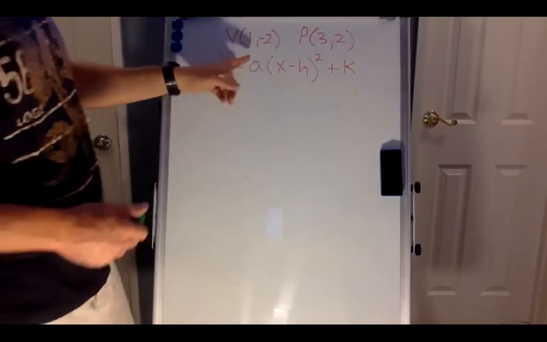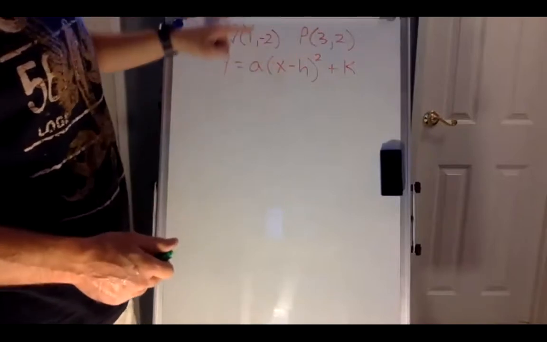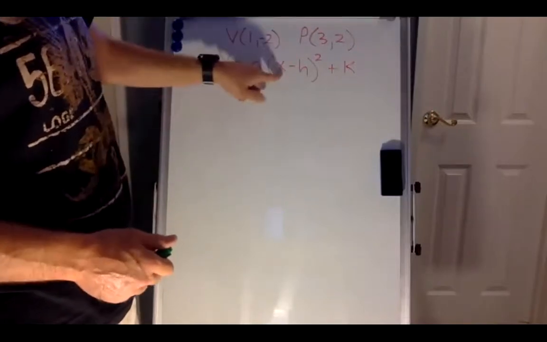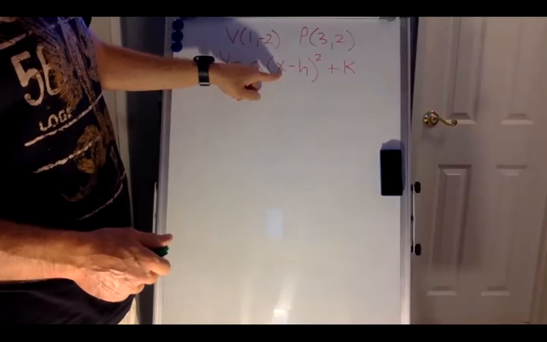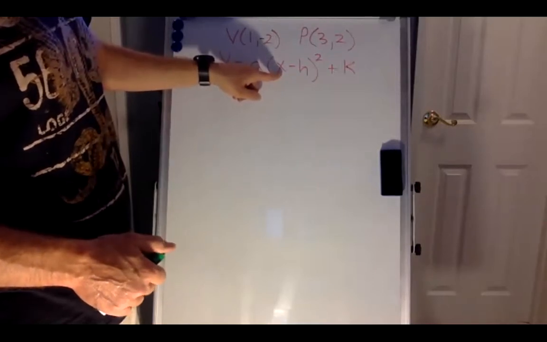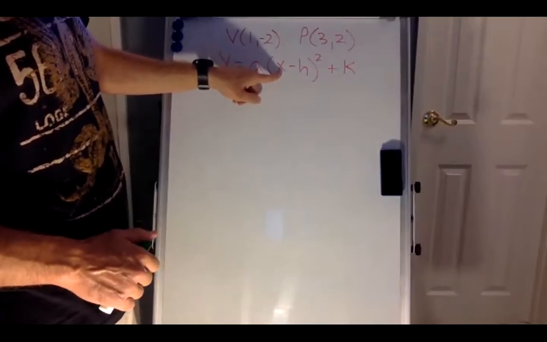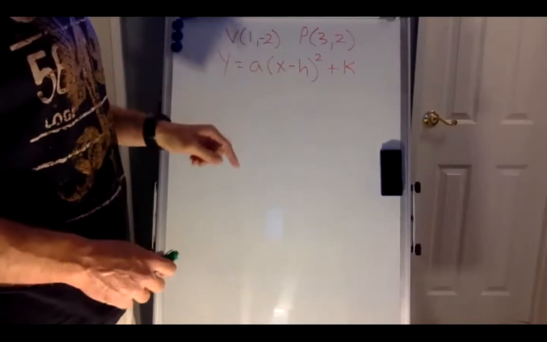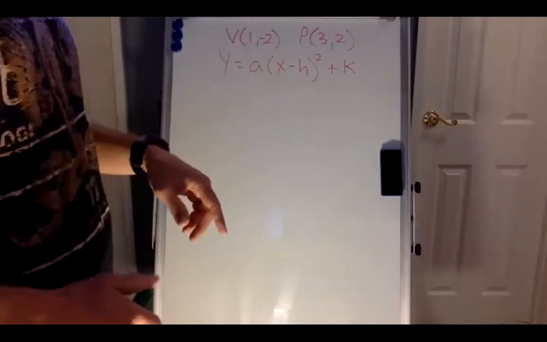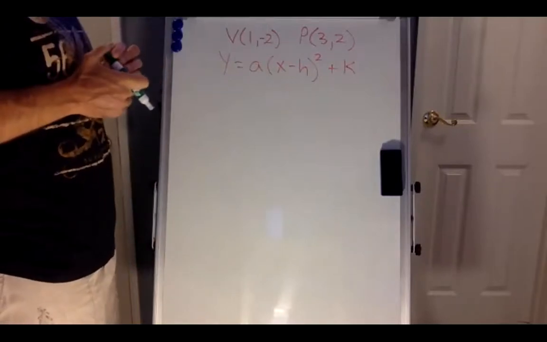If you plug in what for what? Plug in 3 for x, yes. Assuming there is no A, you receive the correct answer. Well, that's only because A is going to come out to 1 in this case. That's why it's the same. But if it's not 1, then you're going to be in trouble.